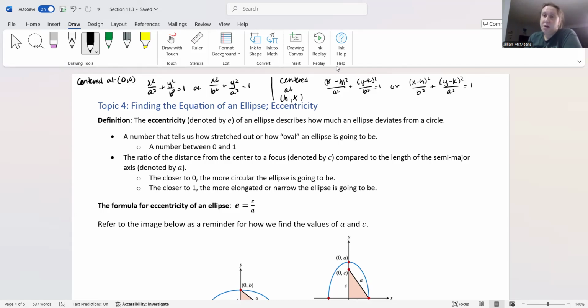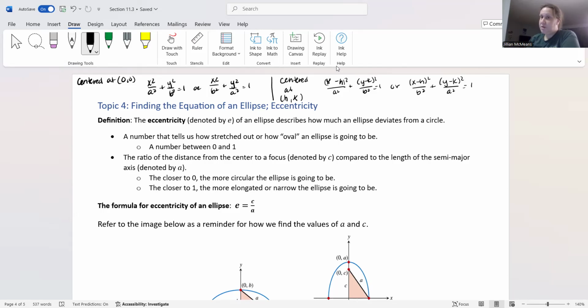So if the larger denominator is attached to x, we have a horizontally oriented ellipse, which means it has a horizontal major axis. If the larger denominator is attached to the y, we have a vertically oriented ellipse, and it's going to have a major axis that is vertical. So that really is super important. Okay, so remember that.